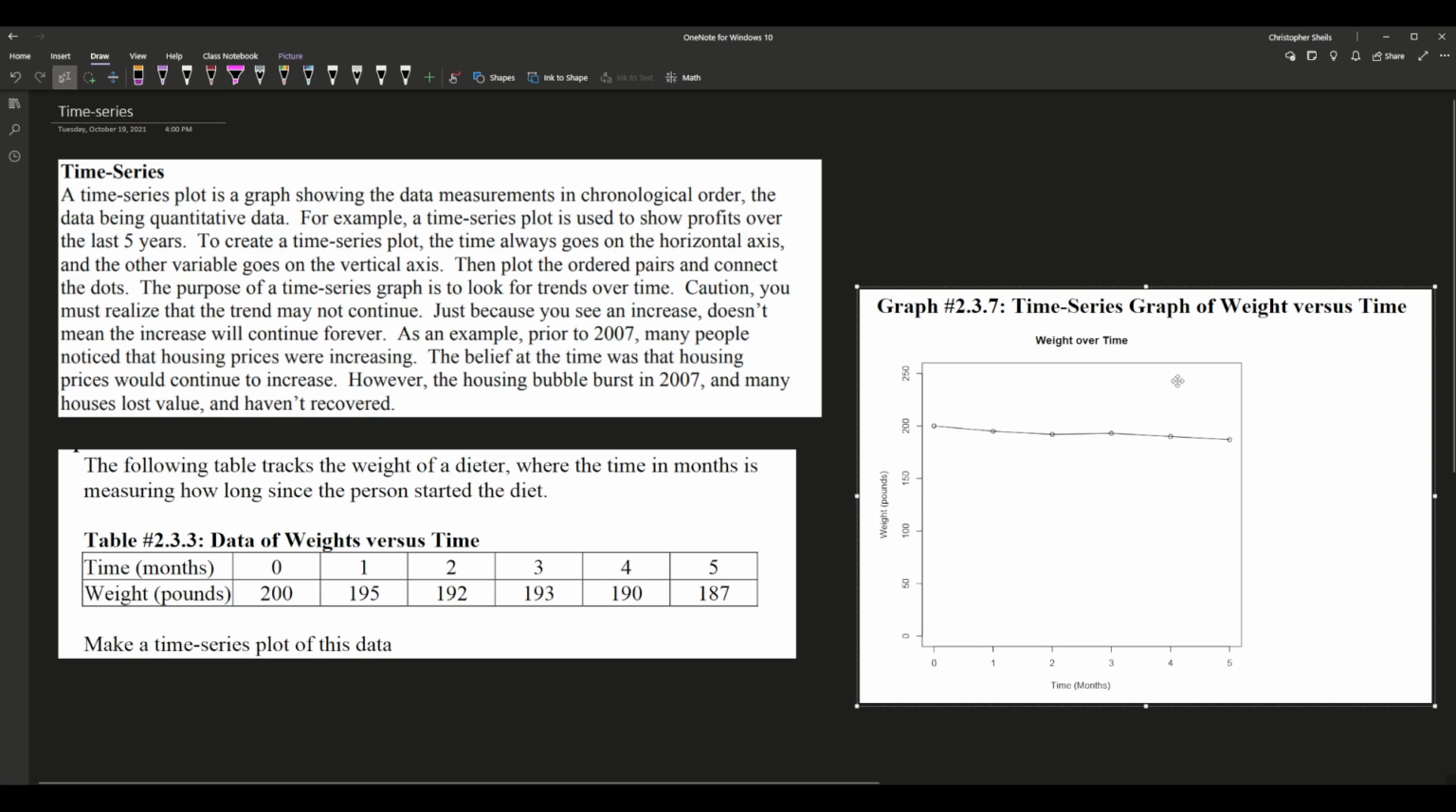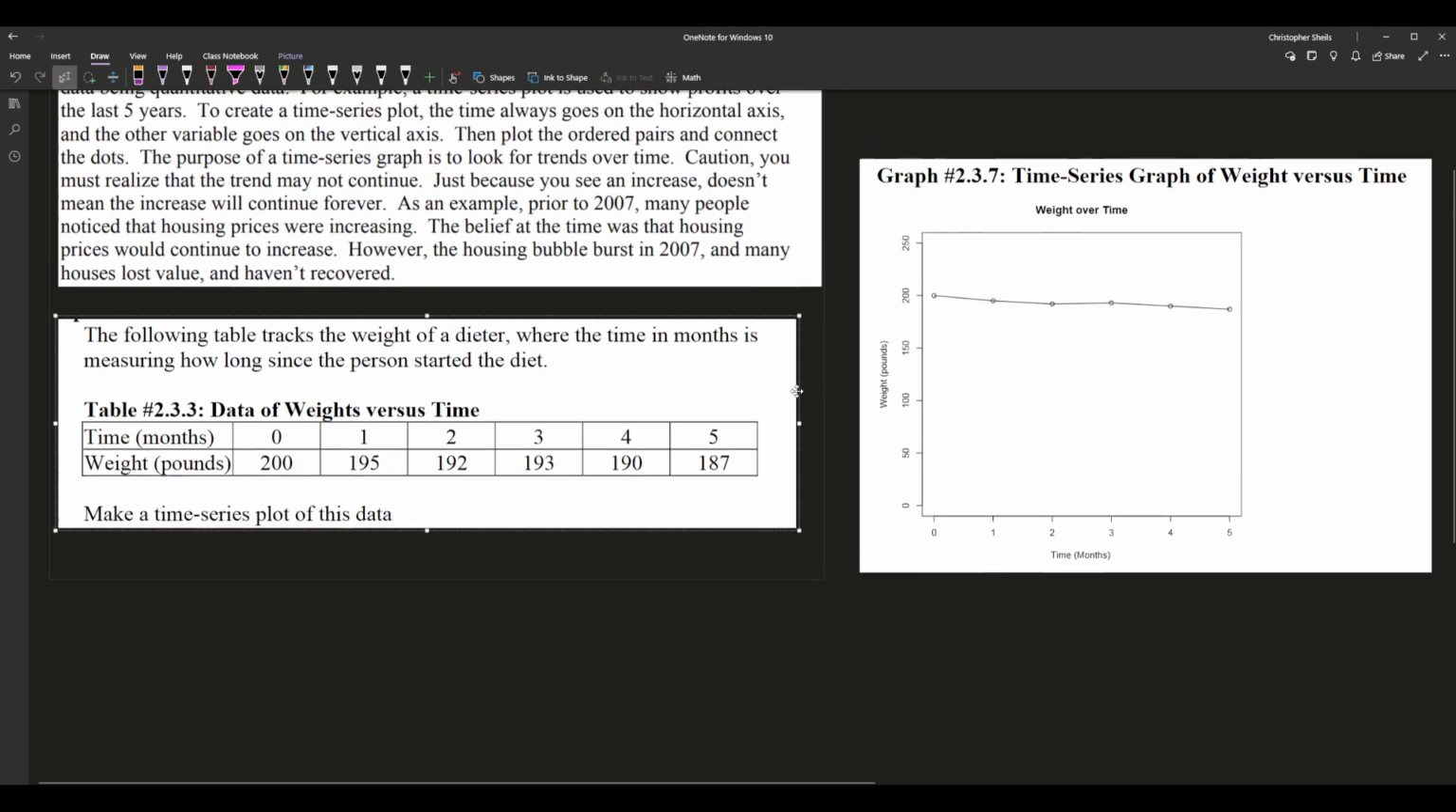Notice that over 5 months, the weight appears to be decreasing, right? It's not a substantial decrease from month to month, but of course losing 13 pounds is pretty good, right? Especially because we only have limited data about this person anyway, right? We don't know things like how tall this person is and things like that. There are a number of factors that go into this kind of thing.